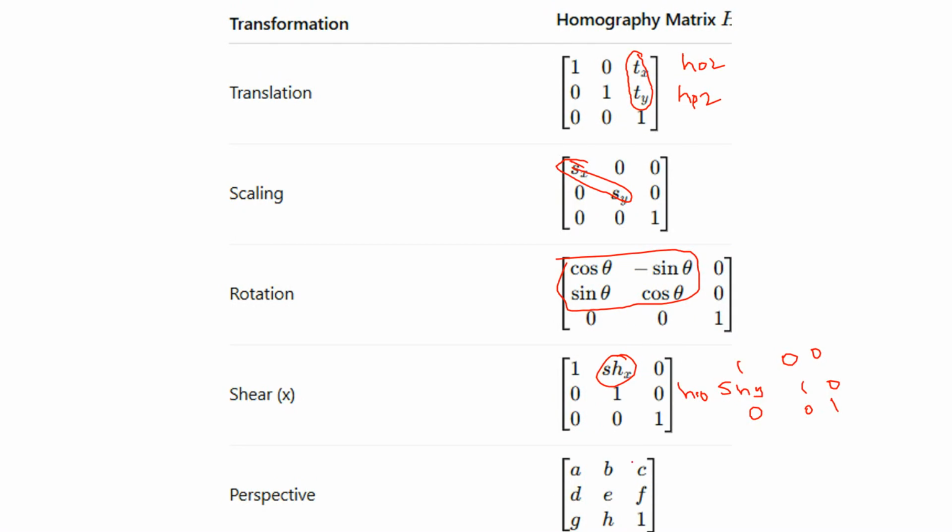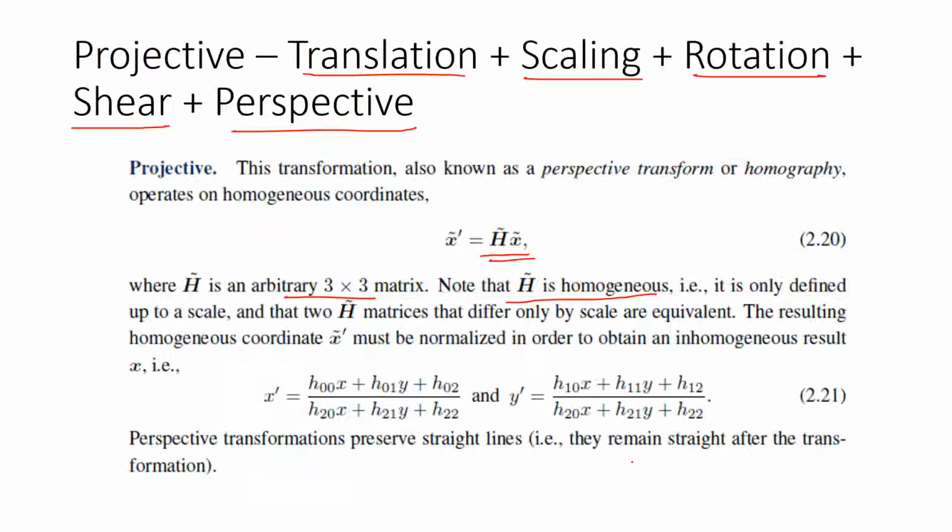Okay, that is A, B, C, D, E, F, G, H, 1. So in a general way, we can represent the H matrix as A, B, C, D, E, F, G, H, and 1. Okay, every element represents all the transformations. Okay, so here we are in homogeneous coordinates.